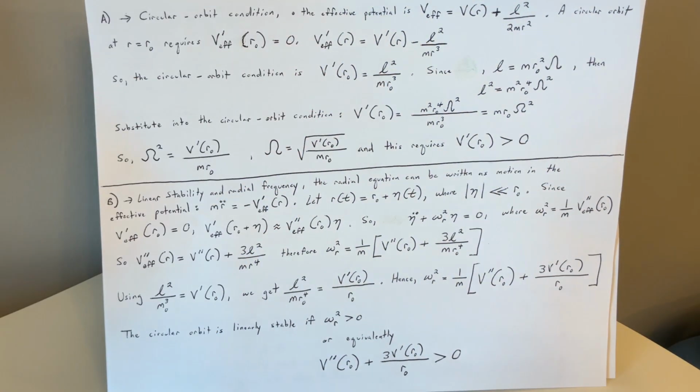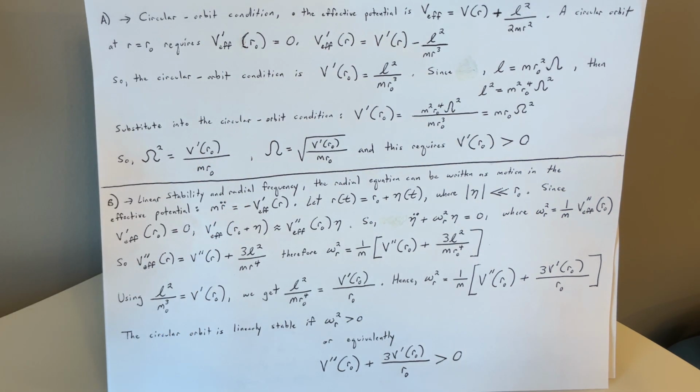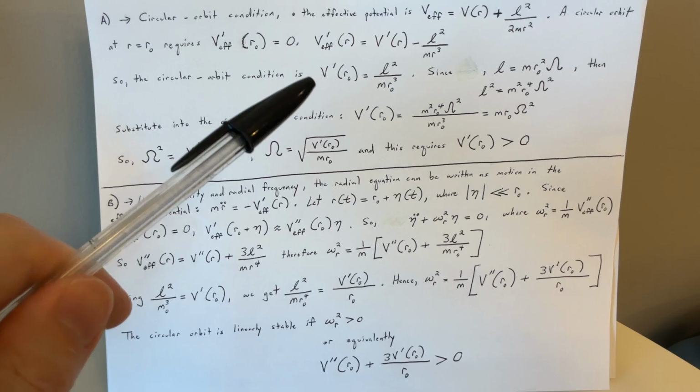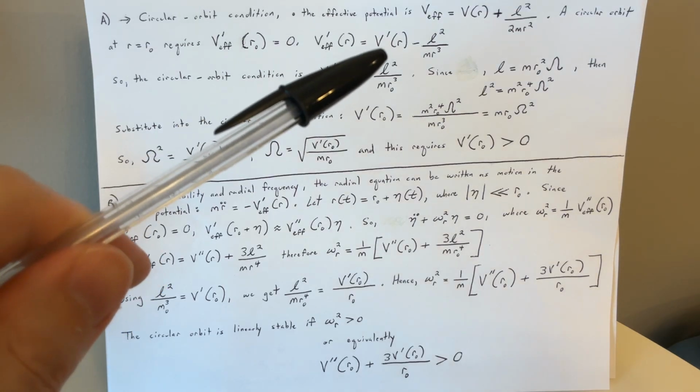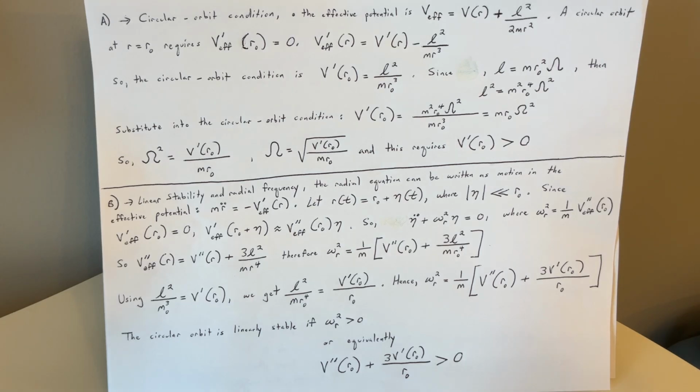Here's part A. So the circular orbit condition: we have the effective potential V_eff equals V(r) plus L squared over 2mr squared. A circular orbit at r equals r naught requires V_eff prime of r naught equals 0. V_eff prime of r equals V prime of r minus L squared over m r cubed. So the circular orbit condition is V prime of r naught equals L squared over m r naught cubed.